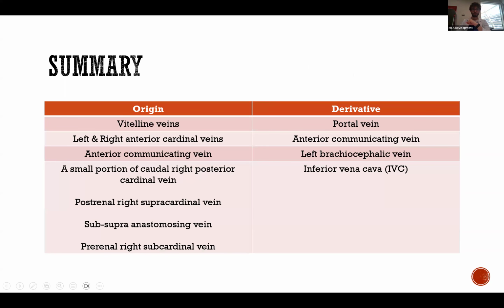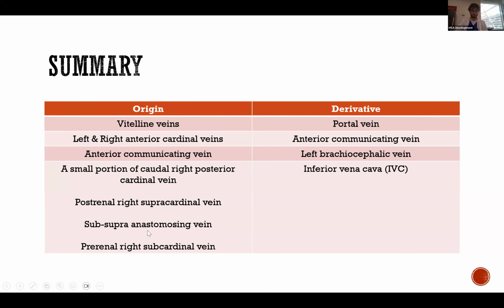This is a summary of everything in this lecture. We said the vitelline veins come together to give us the portal vein. Left and right anterior cardinal veins will give us the anterior communicating vein, which will give us the left brachiocephalic vein. Last but not least, these four: posterior cardinal vein, postrenal supracardinal vein, sub-supra-anastomosing vein, and prerenal subcardinal vein, they will give us the inferior vena cava.